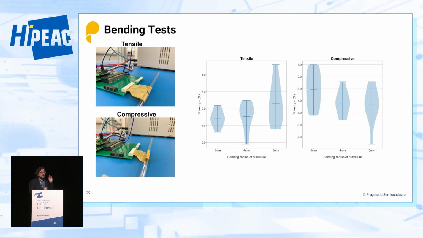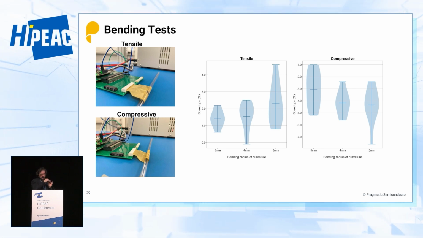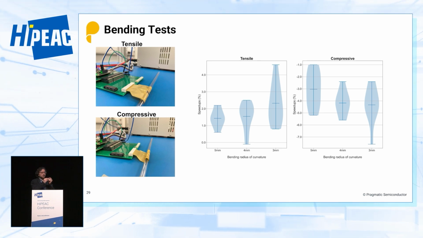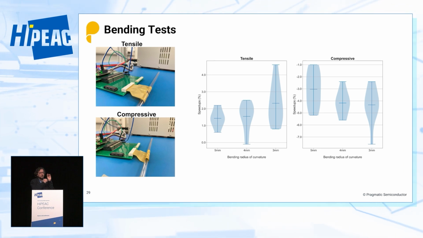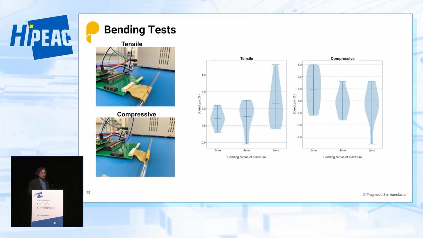What we call tensile mode: the chip face up like this is bent like that. The other way is called compressive. So when you roll, you are actually bending the chip inward. So this is called compressive. So we would like to see what's the performance change or not.